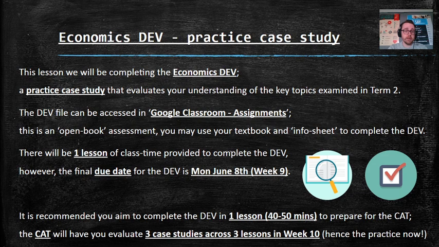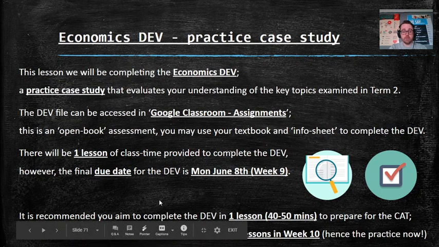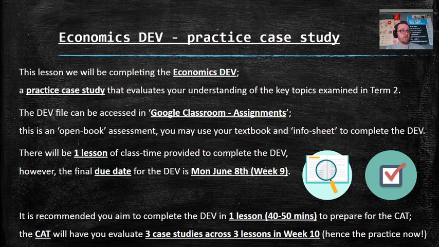So for the dev, you have 1 practice case study, 1 example. In the CAT, which we'll be completing in week 10, you will have 3 examples, 1 per lesson. So you've got 3 lessons of humanities in week 10. In 1 lesson, you'll look at 1 case study, so this is Jono, a couple of questions. Next lesson, you'll look at another case study, so this is Billy, a couple of questions. 3rd lesson, you'll look at, I can't think of a 3rd name, Nick. A couple of questions, and then submit them all, and that's your CAT, sorry. And I'll explain the CAT in a bit more detail next week, but for now we're just focusing on our dev task. So good practice to complete the dev in 40 to 50 minutes so that you'll be ready for the CAT in week 10.